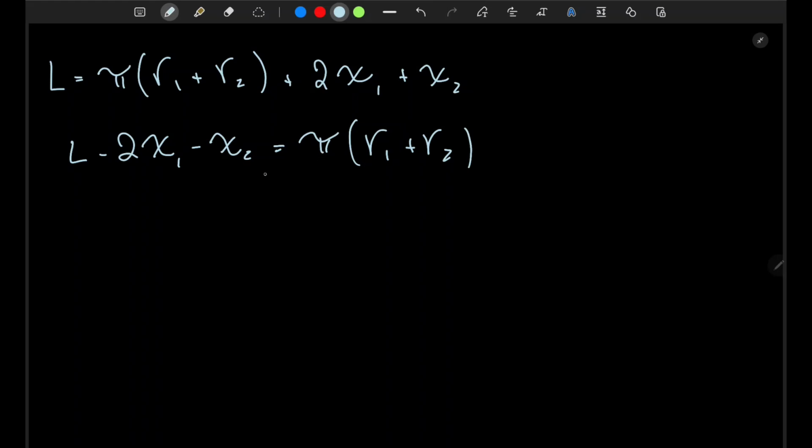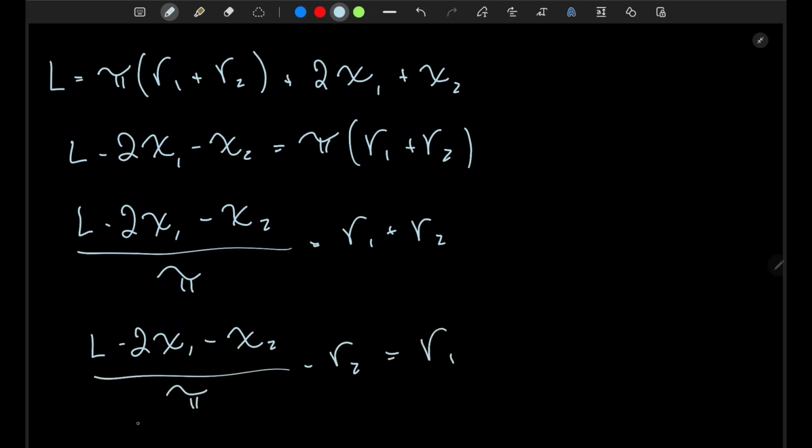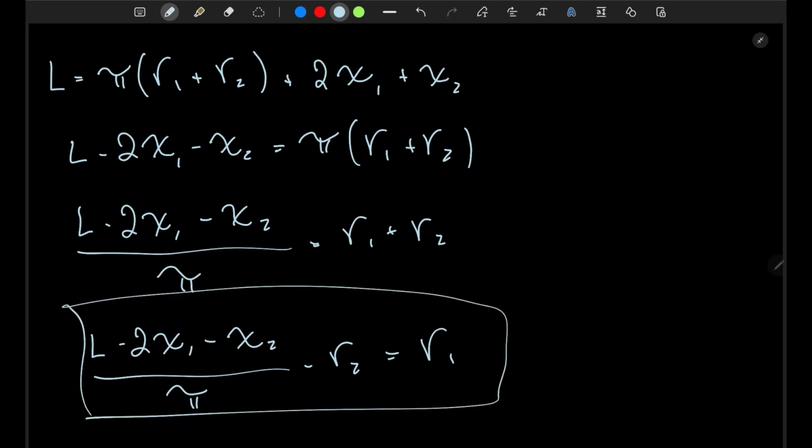And then same thing, we just move that pi over. So diagonally across the line, that is L minus 2x1 minus x2 over pi is equal to r1 plus r2. And then now we can just take that r2, move it over and change the sign, where we have our final answer: L minus 2x1 minus x2 over pi minus r2 is equal to r1. And there we have it.